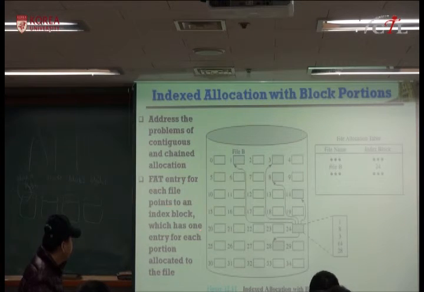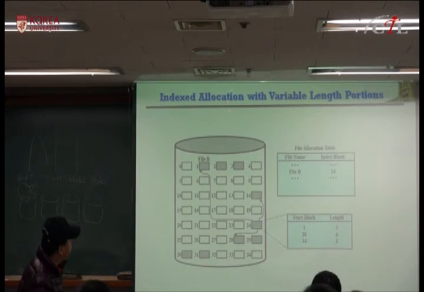An index block has one entry for each portion allocated to the file. Portion is on a block basis. This is called indexed allocation with block portion. You can also have indexed allocation with variable length portion. You can combine variable length with index, so it's the same as before.